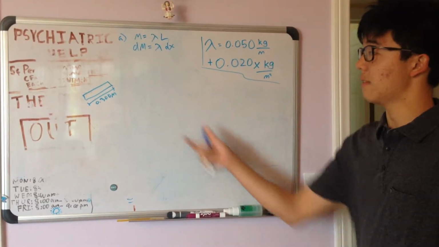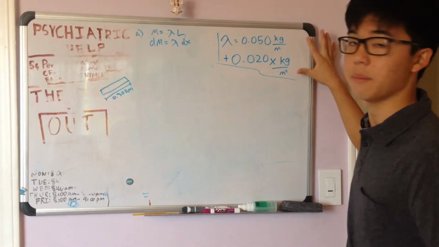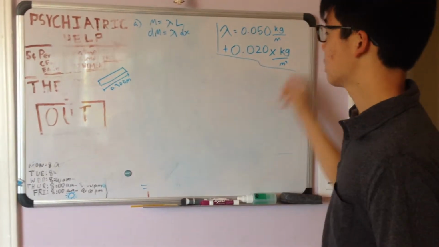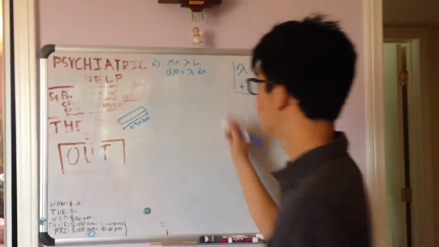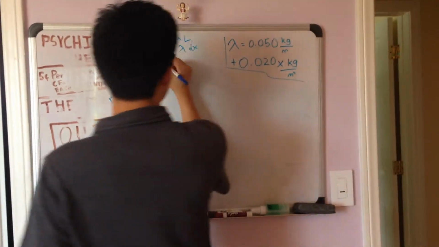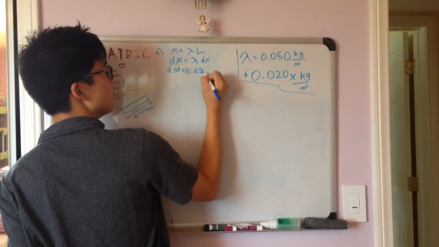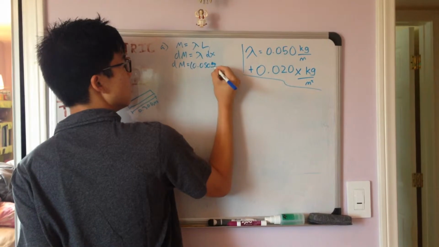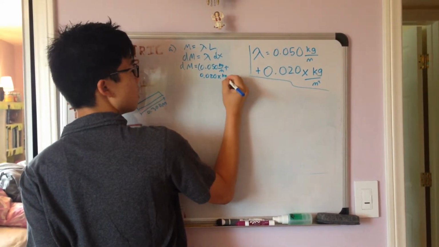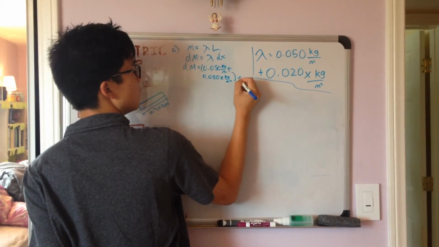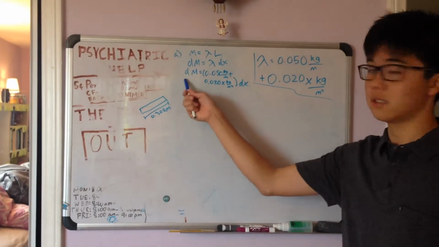And so what we have is dm equals lambda dx. They give us lambda in the problem, so we're just going to go ahead and plug in this expression for lambda. So dm equals 0.050 plus 0.020x, dx. Alright, and what we have to do to find the mass is integrate.